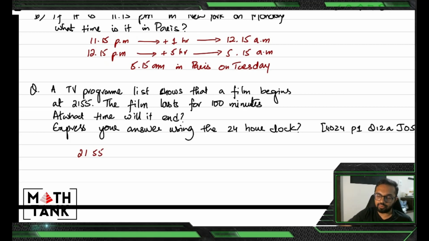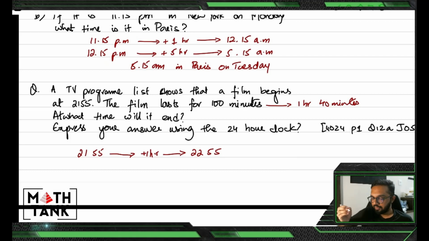You can use those videos, or this can come up on paper 1 as well, which means that you need to convert it as well. We're going to understand the conversions in the next video, but briefly here, 60 minutes is an hour. So if I subtract 60 minutes, it's 1 hour and 40 minutes left. Okay, it says at what time will it end. So I'm going to add 1 hour to it, so that makes it 22:55. Then 22:55 plus 40 minutes.